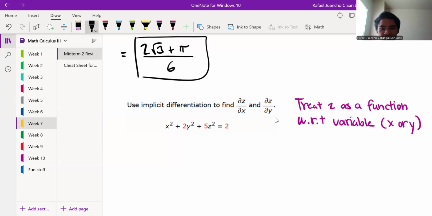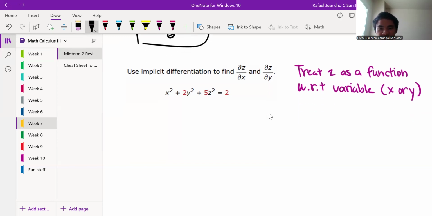So let's start with this function. Let's do the first one. Let's do this first partial. So this is going to be with respect to x. So we take the derivative of x. We treat that as a variable, and y as a constant. This is 2x. This is 0. This is 5. Z is a function, so we take its derivative as well. This is 10.